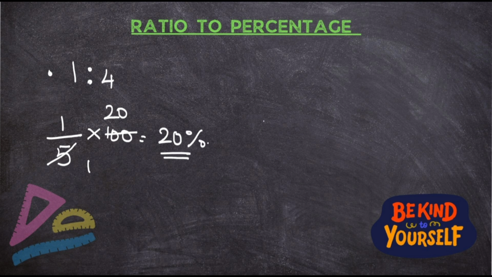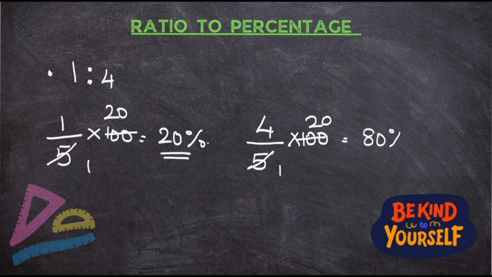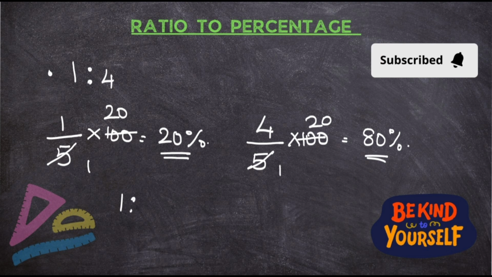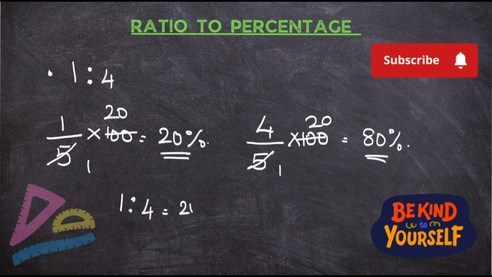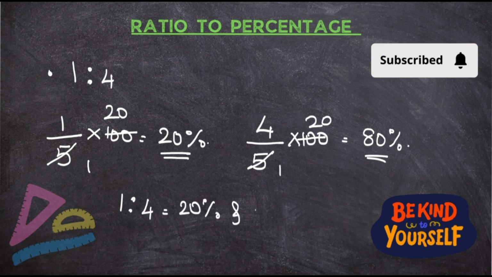Now let's check the percent for the second number. 4 is the number. In the denominator it will be the sum of the two numbers, which is 5. And as I said, the denominators will be the same. So you can just write the same denominator and into 100. Again 5 ones are 5. 5 20s are 100, 4 20s are 80, and 80 is the percent. So the two percentages of 1:4 are 20% and 80%.